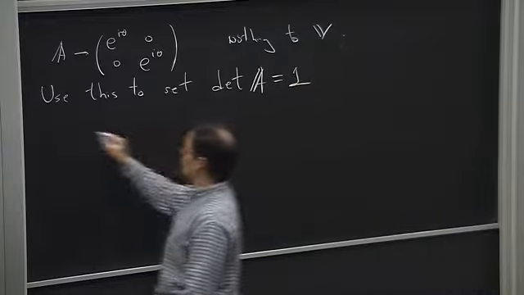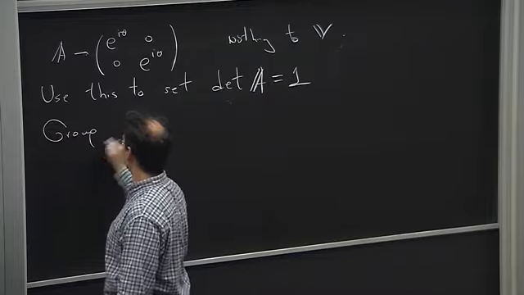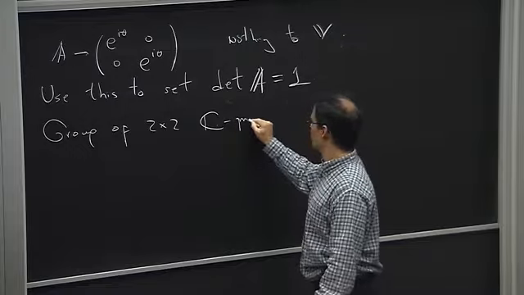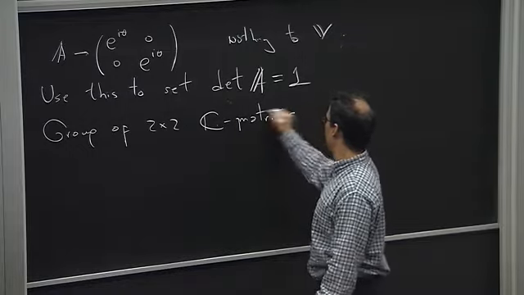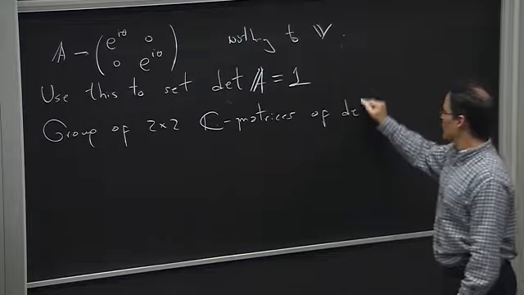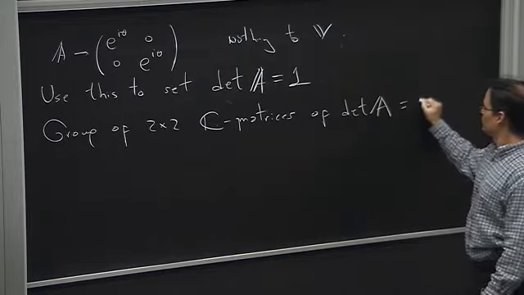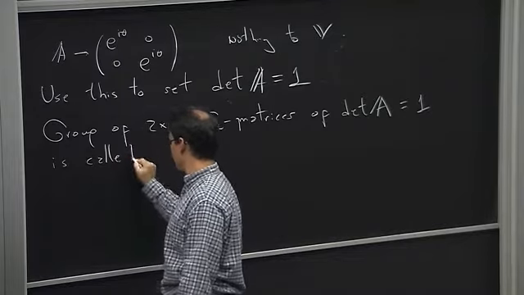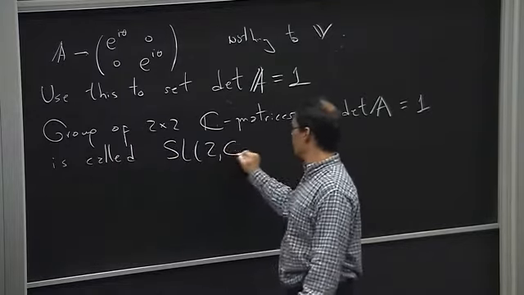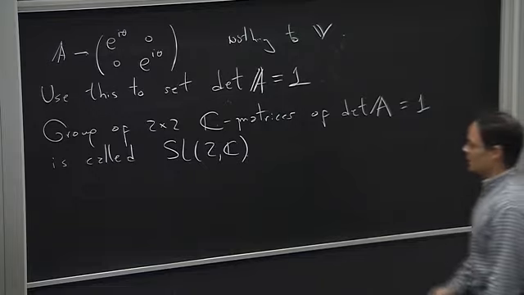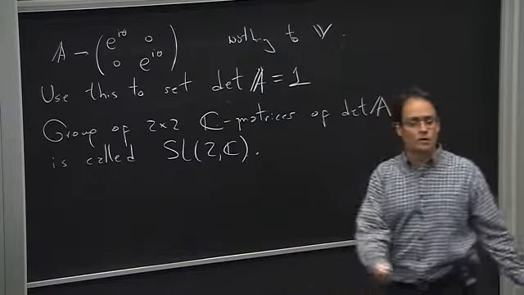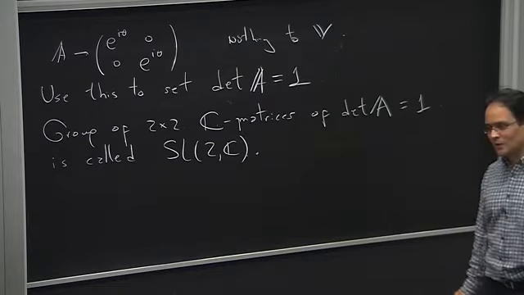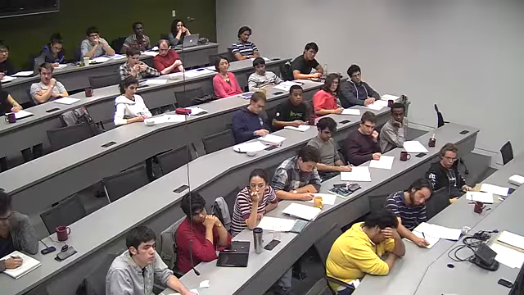And then the group of 2 by 2 complex matrices of unit determinant is called SL2C. It has how many complex parameters? Complex parameters. 3. So the complex dimension of SL2C is 3.